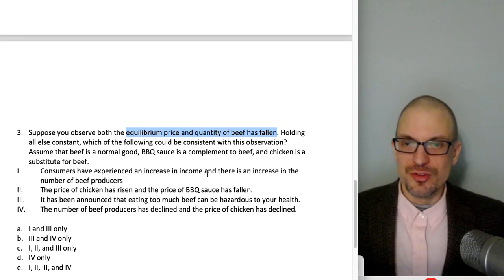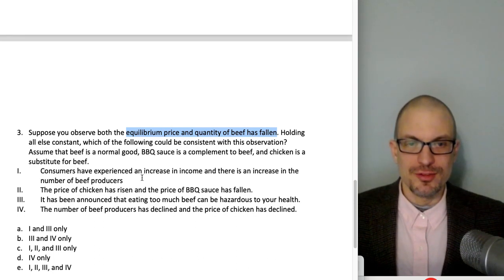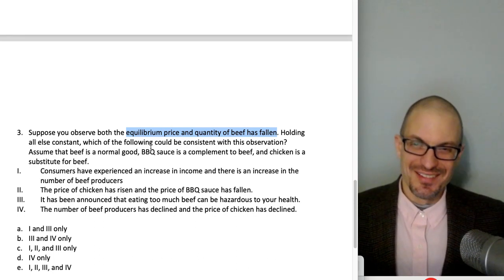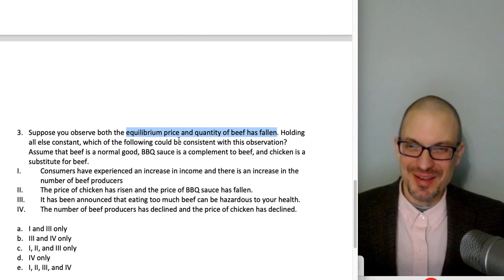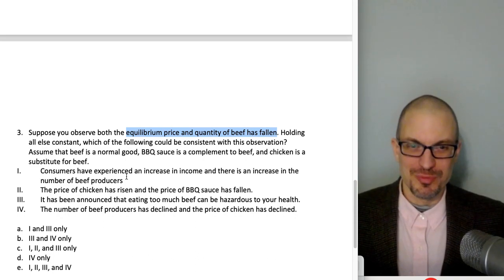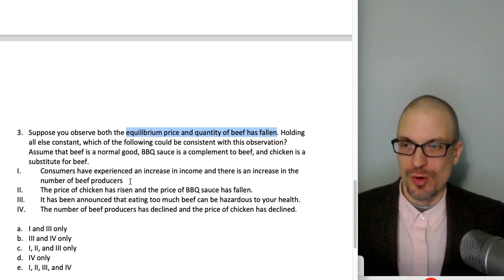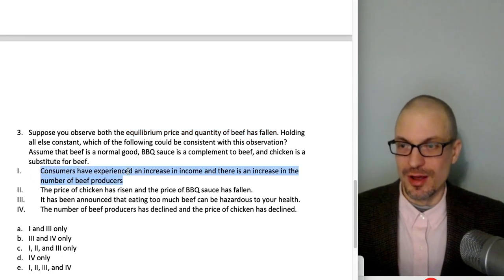Consumers experience an increase in income. Well, we are told beef is a normal good, so we're going to expect an increase in demand. Well, that's a problem because we want quantity and we want price to fall, but let's keep reading. There's an increase in the number of beef producers. That's going to be an increase in supply. So good news is that can give us the price falling, but bad news, that's going to further reinforce the increase in quantity. So it's definitely not number 1.